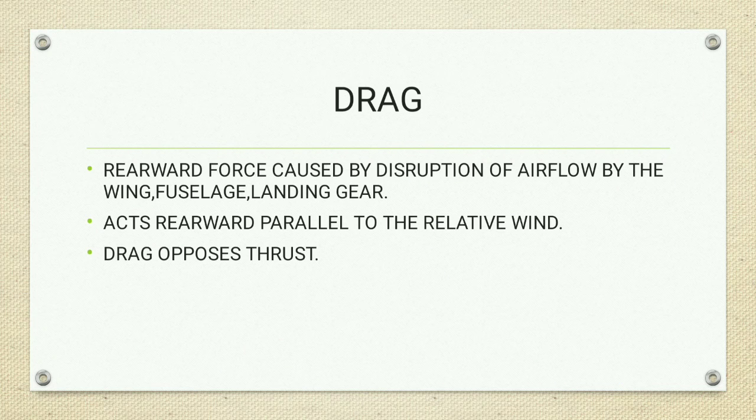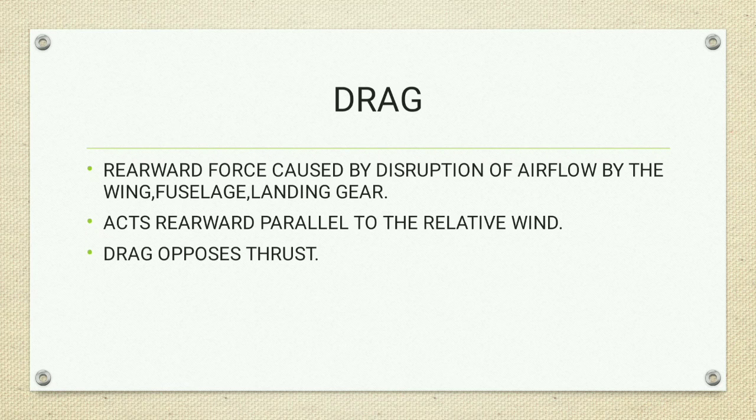Now let's discuss drag. Drag is a rearward force caused by the disruption of airflow by the wing, fuselage or landing gear. The word disruption means a disturbance or problem which interrupts this process, and that is the purpose of drag. Drag acts rearward and parallel to the relative wind, and it also opposes the thrust.